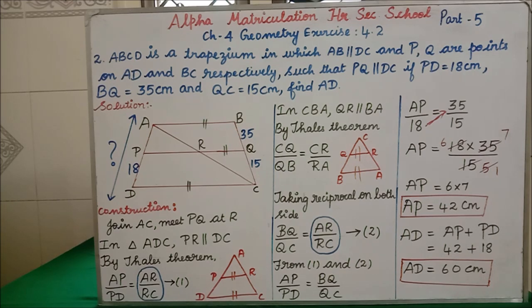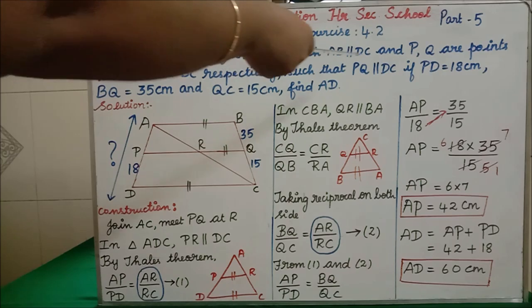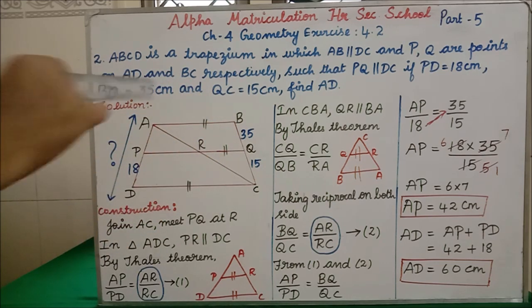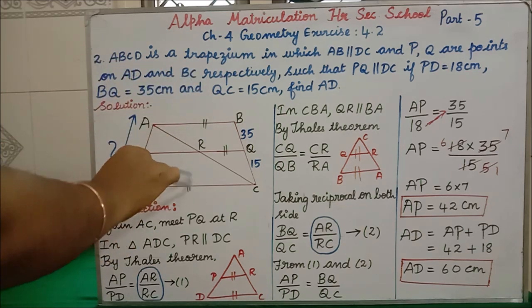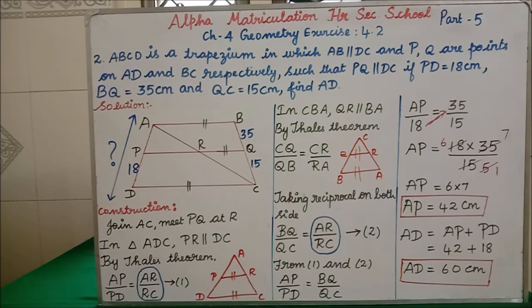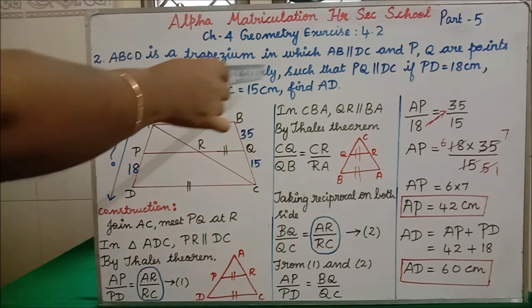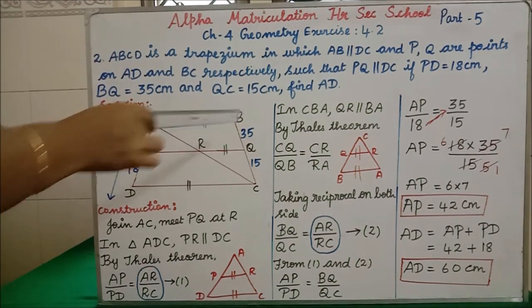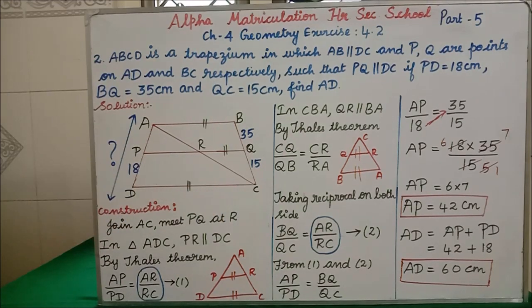ABCD is a trapezium in which AB is parallel to DC, they have given. So ABCD is a trapezium means what? First we have to draw the trapezium in which AB is parallel to DC. So we are drawing this parallel for AB is parallel to DC. Then P and Q are points on AD and BC respectively. So on line AD you keep point P, and on line BC you put point Q.